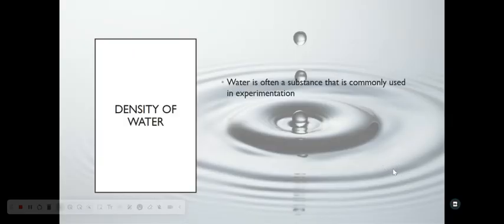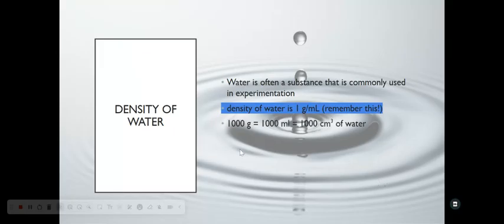Water is a very common substance, and the density of water, you should put a big mark on this, highlight this in your skeleton notes. 1 gram equals 1 milliliter. It's important to know that for water. So anything more dense than that will sink below at the bottom in water. Anything less dense than that will float in water.